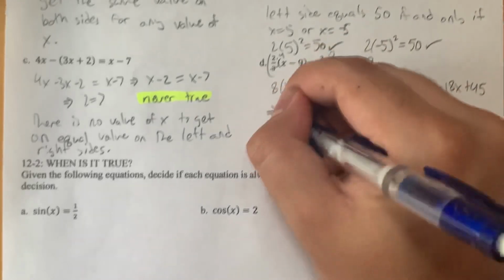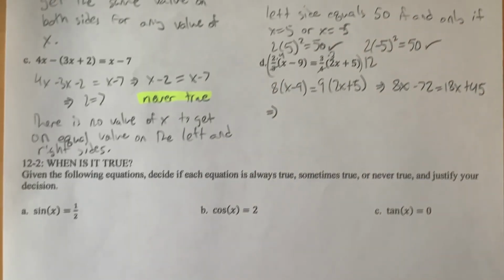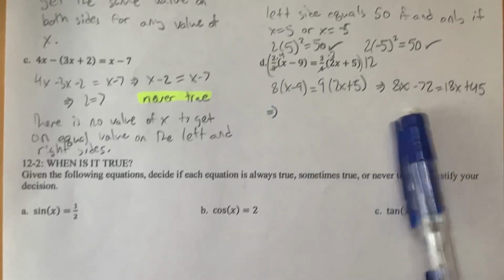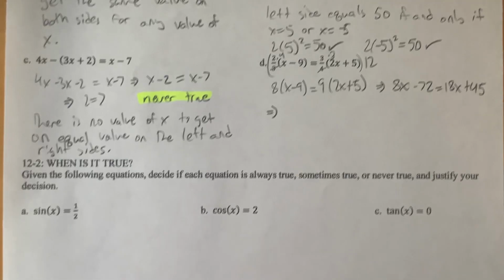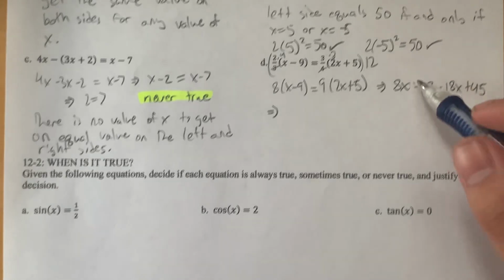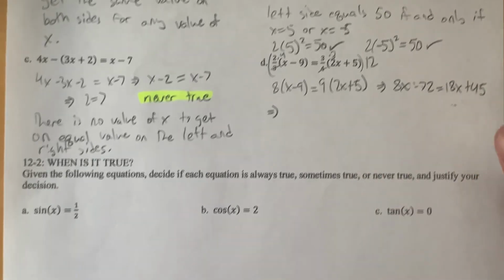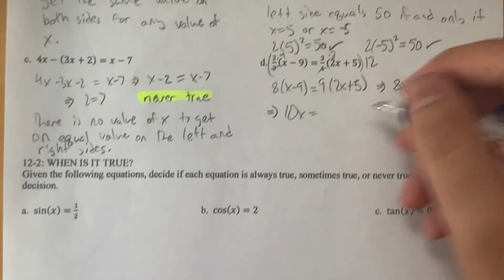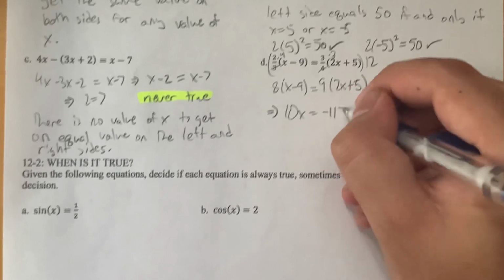And then I just continue solving for x. Add 72 to the other side. I'm gonna subtract 8x because I want the x's to be positive, and I want this to be negative. So I'm gonna subtract 45 and subtract 8x instead. So I'm gonna get 10x equals, subtract 45, negative 117.